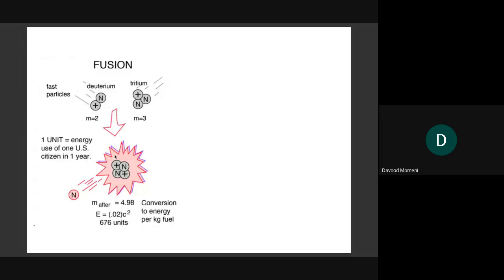And then during this process, some energy will be released. I want to tell you that the energy released here is 676 units. And this is a big energy because 1 unit is the energy which one American citizen, for example, approximately uses in 1 year. So just by one fusion reaction, you can supply around 670 persons' energy for 1 year.